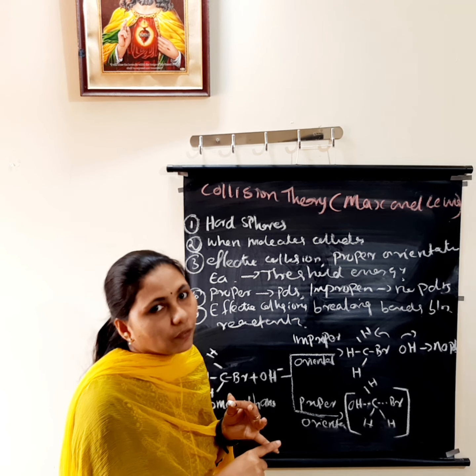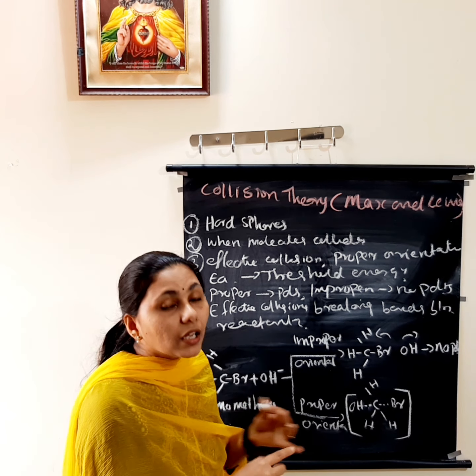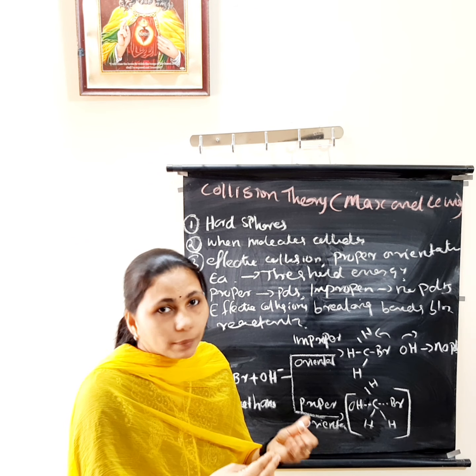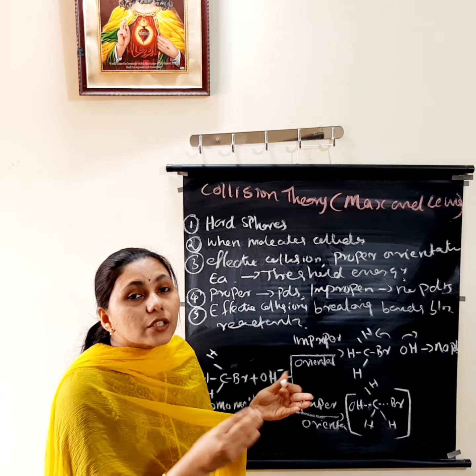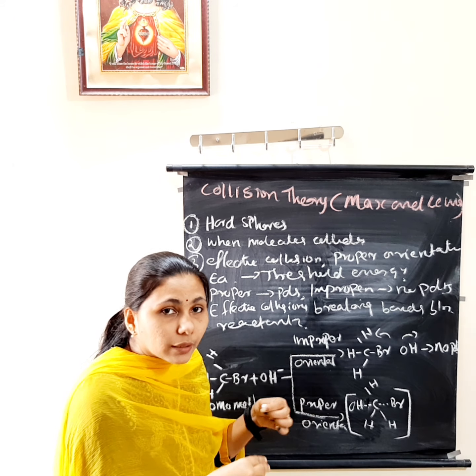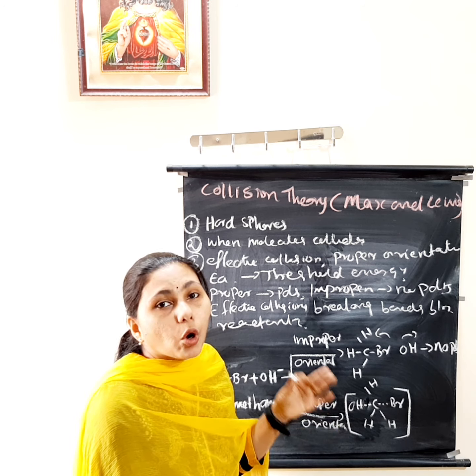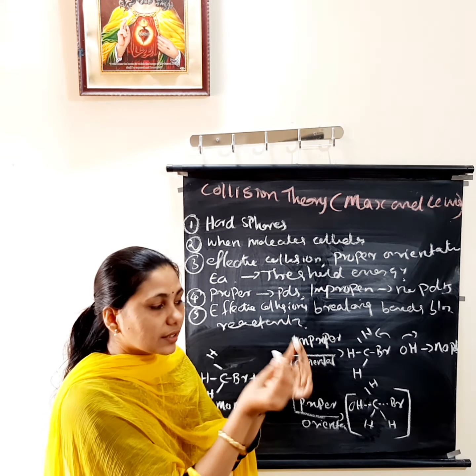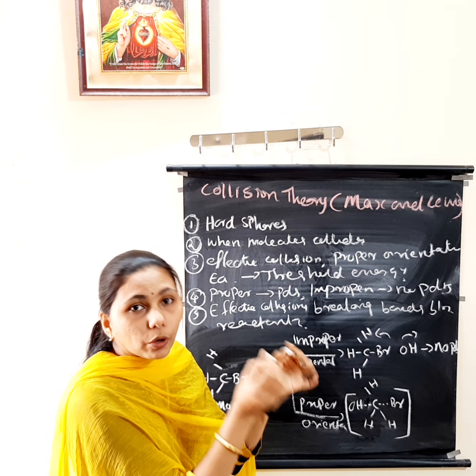Last class it was there. What is threshold energy? So we know the molecules will undergo collision, then only what will happen? The reaction will happen and the products are formed. So for effective collision, the reacting molecules or reactants must have a proper orientation. Proper orientation means, suppose one reactant is here, the other reactant is next to that with a proper orientation.